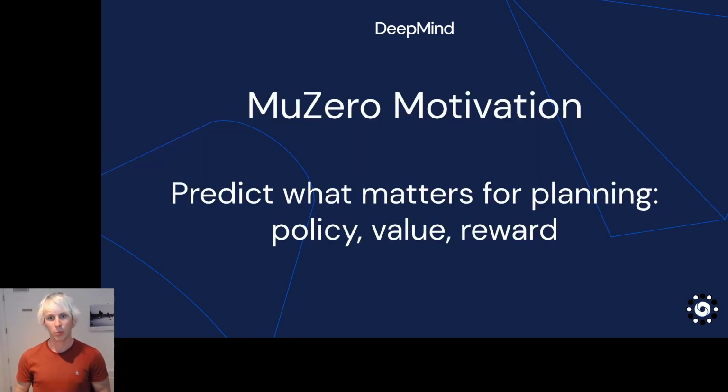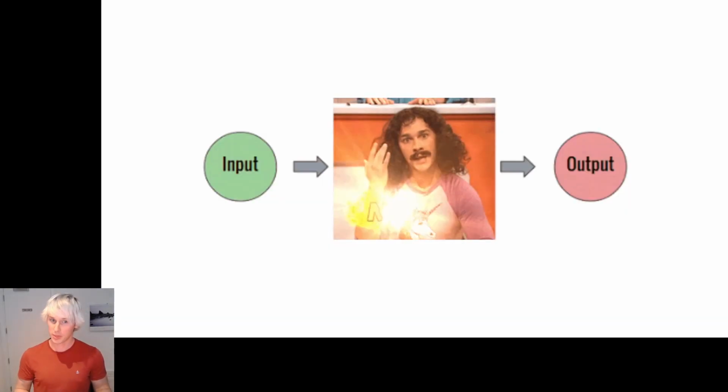And our approach was minimalistic, as always. We wanted to only predict what we really needed for planning, what we really needed for our tree search: the policy and value estimates, and also rewards for games with intermediate rewards. So now let's have a look at how the learned model comes into this.